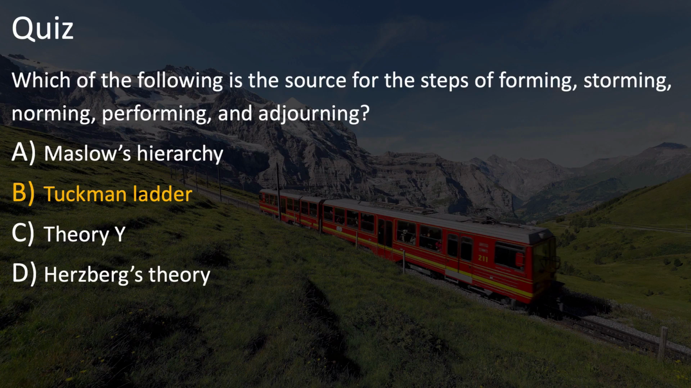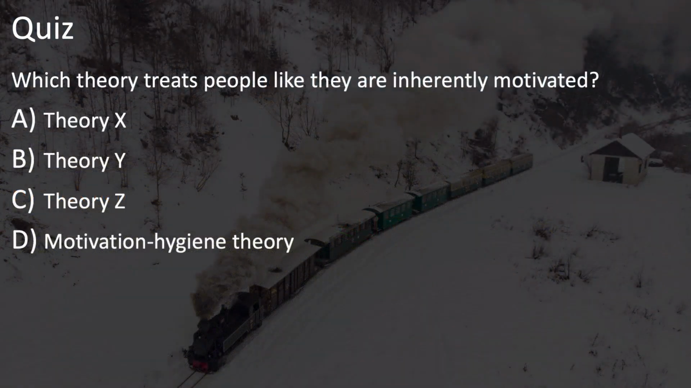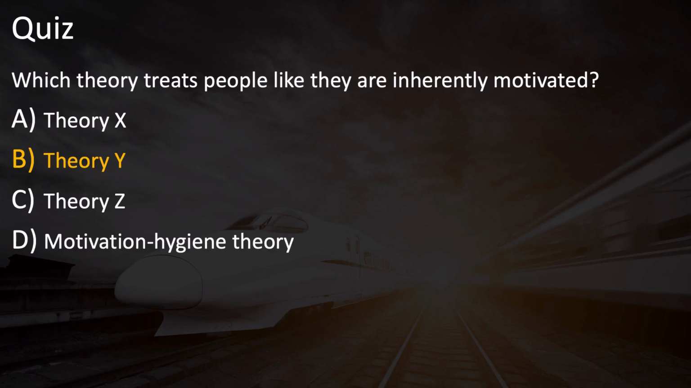Next we have this question. Which theory treats people like they're inherently motivated? A. Theory X. B. Theory Y. C. Theory Z. Or D. Motivation hygiene theory. The answer is B. Theory Y. This is the one that considers people inherently self-motivated and interested in furthering their careers and their education and knowledge and pursuing excellence.